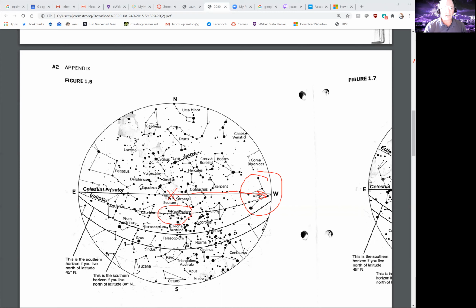So that's the celestial equator, that's the ecliptic again, and the equator stays in the same spot. The path of the ecliptic across the sky has moved because we're at a different place in our orbit. So that's how you can tell how much time has elapsed between these, by watching the constellations move.